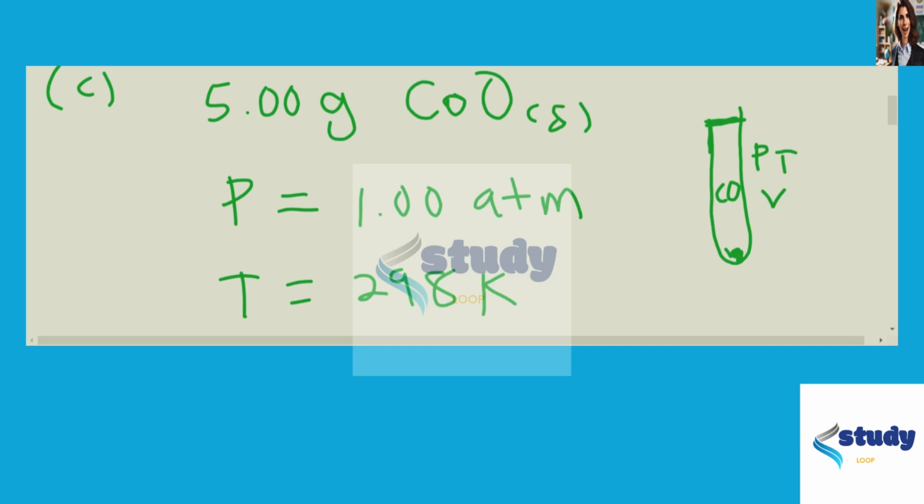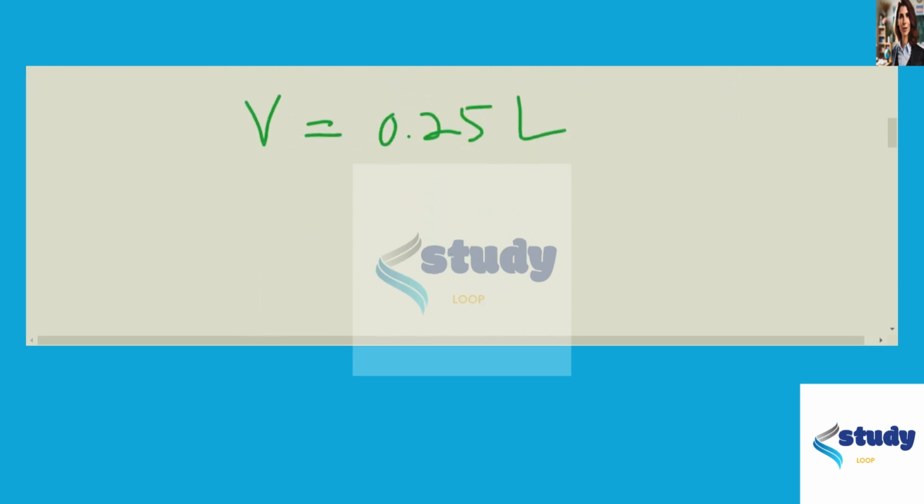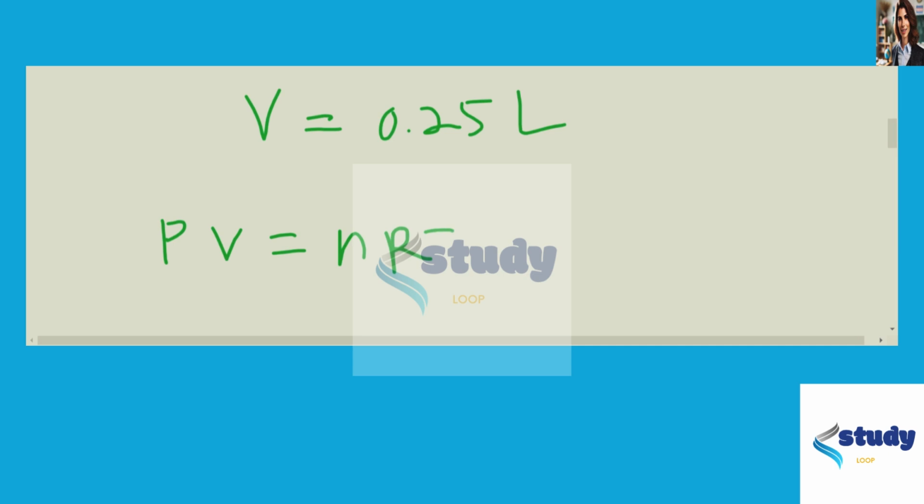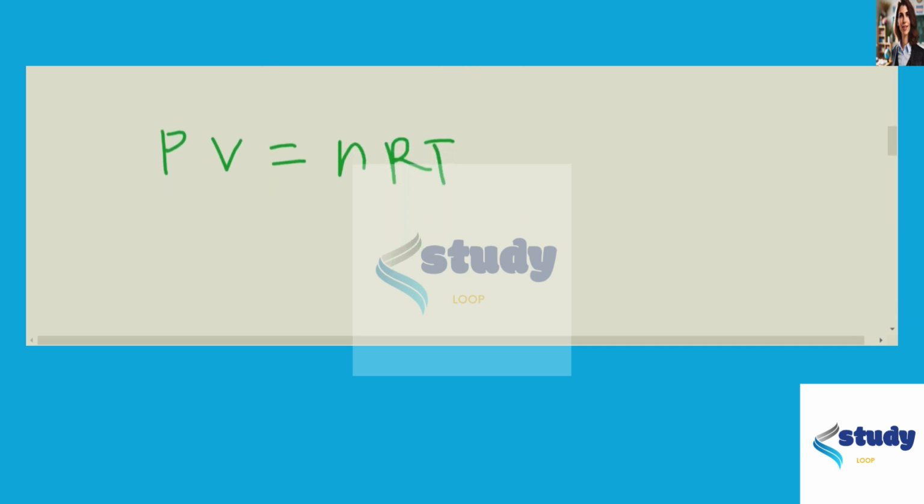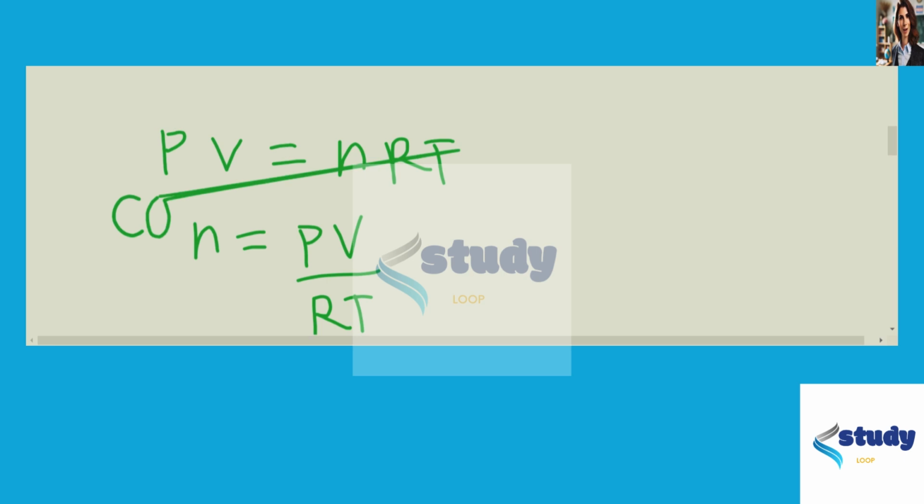which is said in the question, and we can calculate the concentration of CO gas in this tube. So to do that, we have to use the ideal gas law, which is PV equal nRT. So if we calculate n using this, n is going to be equal to PV divided by RT, and this is n of the carbon monoxide.